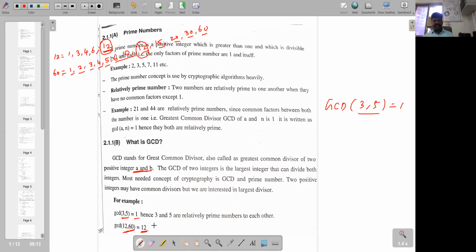Are you clear with this? If you have any queries? Is there any query regarding the GCD, how to find the greatest common divisor in general terms? Okay, if there are no more further queries, then I'll move to the next one.